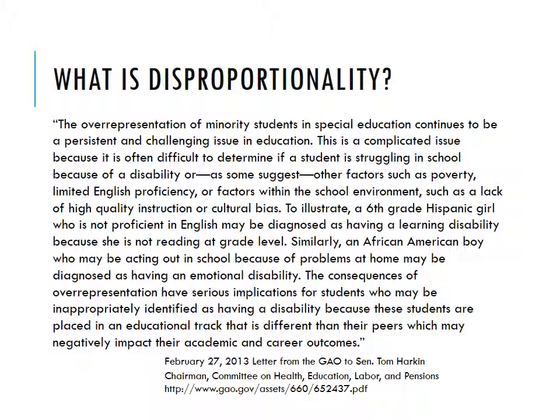To illustrate, a 6th grade Hispanic student who is not proficient in English may be diagnosed as having a learning disability because she is not reading at a grade level. Similarly, an African American boy who may be acting out in school because of problems at home may be diagnosed as having an emotional disability. The consequences of overrepresentation have serious implications for students who may be inappropriately identified as having a disability, because these students are placed in an educational track that is different from their peers, which may negatively impact their academic and career outcomes.